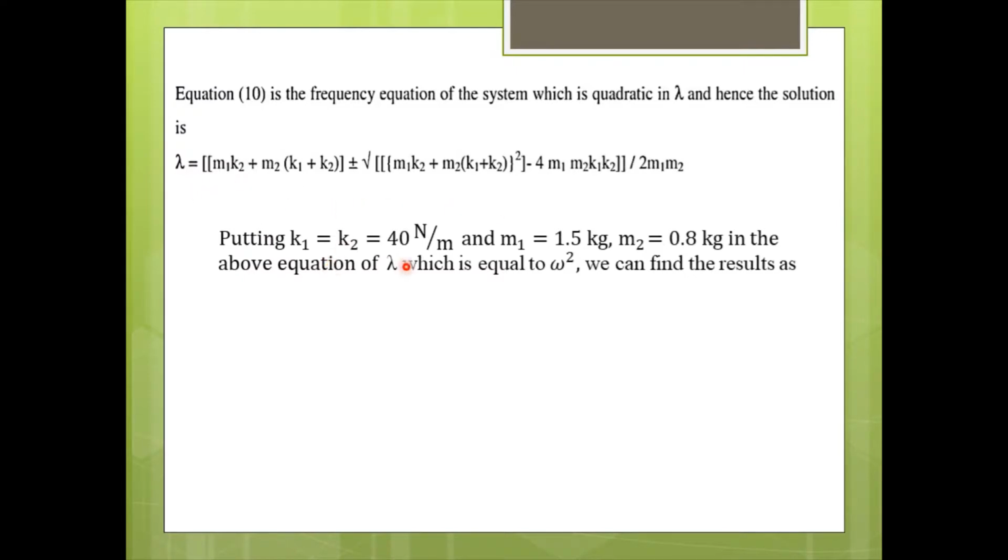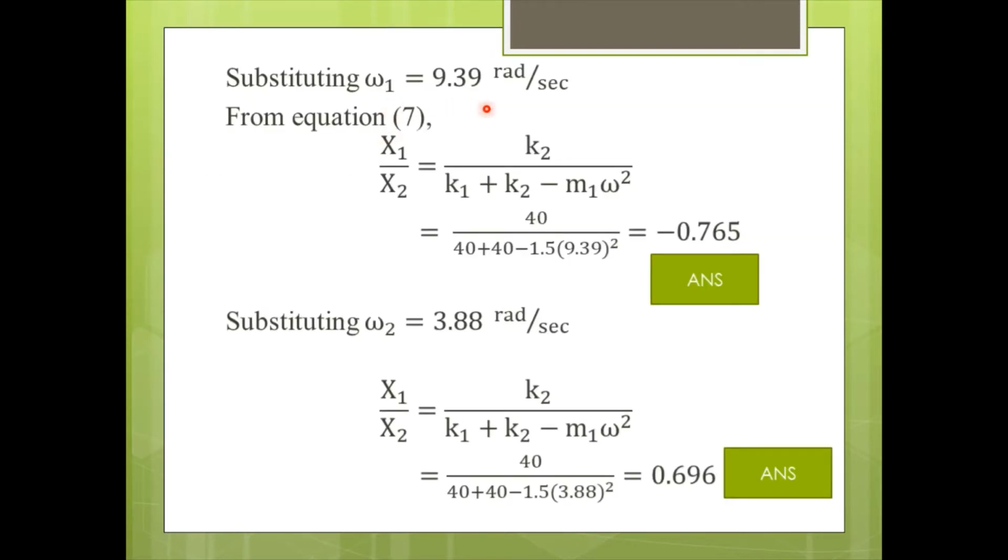So putting the values of k1 and k2, m1 and m2, we can now find out the value of omega square from the lambda, and taking the square root of the values of lambda, we can find out the value of omega 1 and omega 2. We will be getting these two values omega 1 and omega 2 because here minus b plus minus root over b square minus 4ac. So because of this plus minus sign, for plus we will be getting one value of omega, for minus we will be getting the next value of omega. Then substituting these values of omega 1 and omega 2 into the equation 7, we can find out the amplitude ratio as minus 0.765 and 0.696.